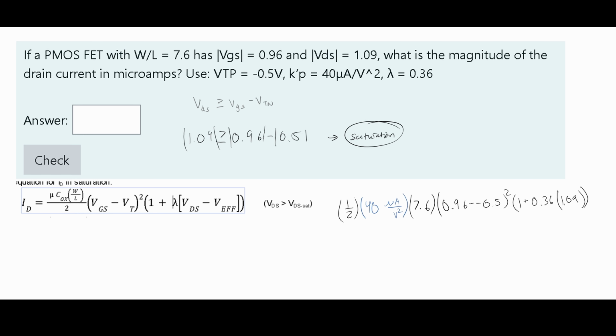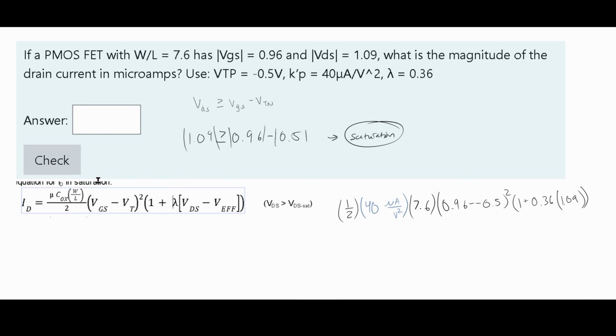I made a mistake when solving this problem, so hopefully you're going to do it here and get it right this time. If a PMOS FET, this is important, it's a PMOS FET with W over L equal to 7.6, VGS, VDS, we have all of this right here. We're asked what's the magnitude of the drain current in microamps. Drain current is our ID.